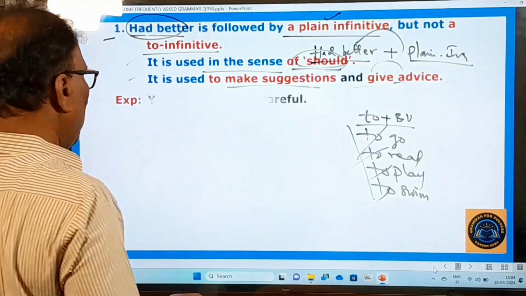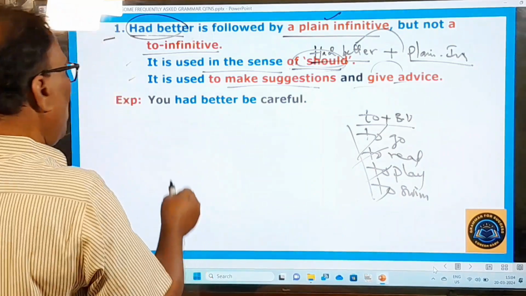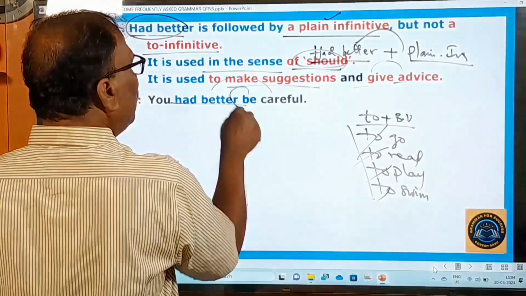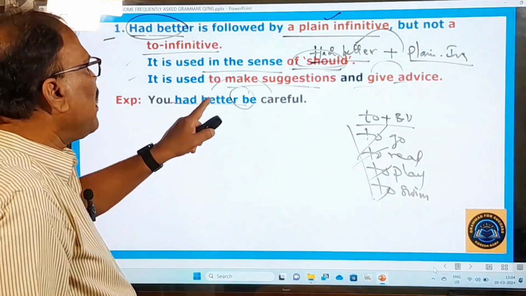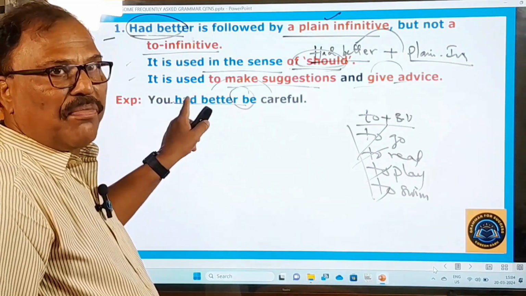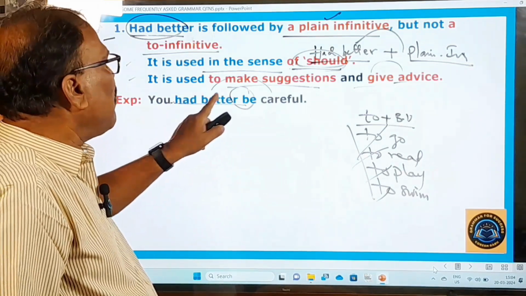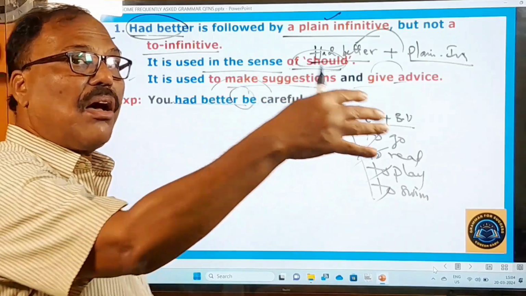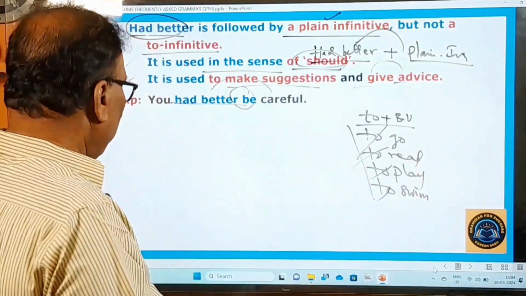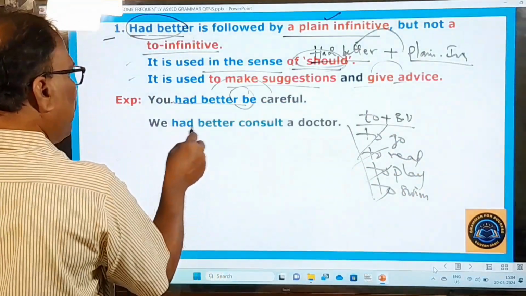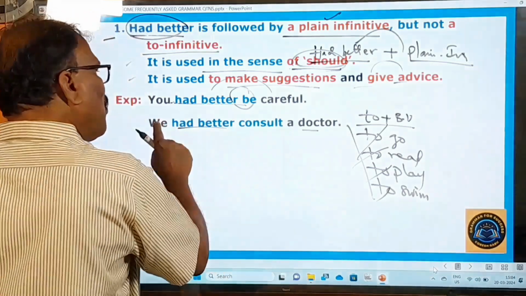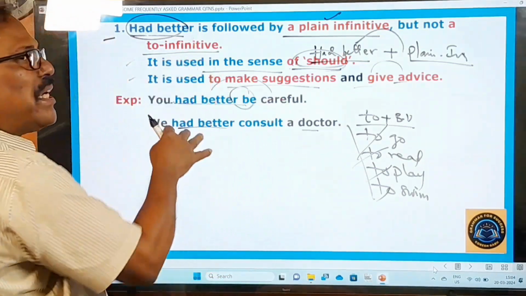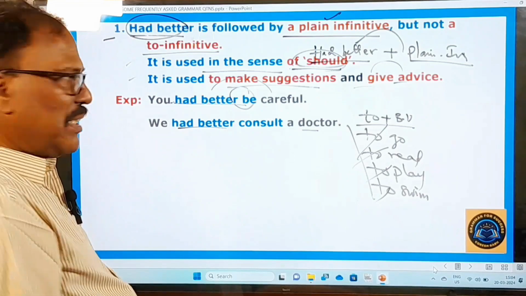And now I'll give you some examples to make you understand. You had better be careful. Don't say you had better to be careful. To is not used after had better. You had better be careful. New jagrataga undadam manchidi. That is the Telugu meaning. We had better consult a doctor. Manamu oka doctor no consult cheyadam manchidi. We had better. That's the Telugu meaning.